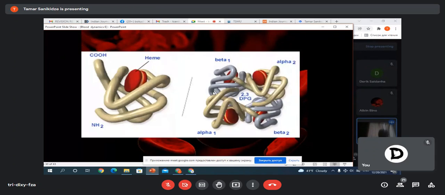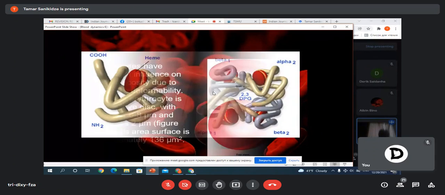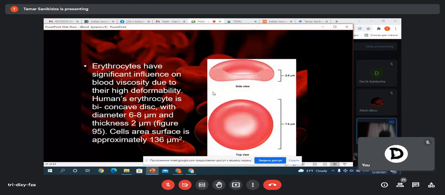When we have a small, light hemoglobin, the erythrocyte will be decreased in volume, hematocrit will be decreased, and blood viscosity will be decreased, and the effect will be the same as in the case of anemia or in the case of high temperature.